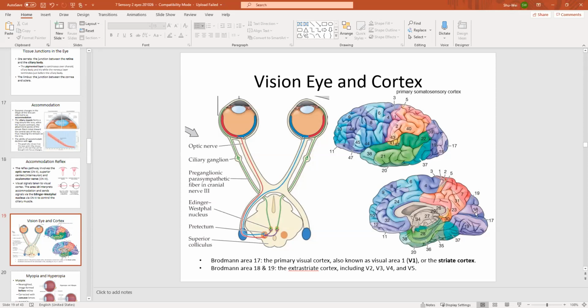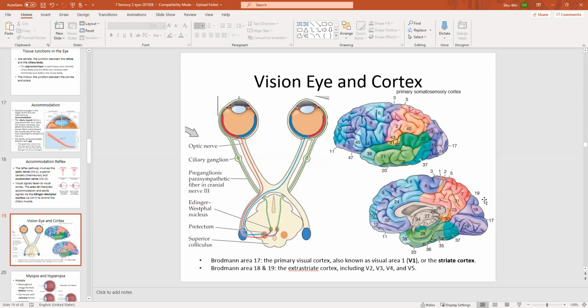Area 19 is part of the extrastriate cortex. This includes visual 2, 3, 4, 5 right here. So the visual cortex overall is pretty big, okay? I think probably the largest sensory cortex in the brain.